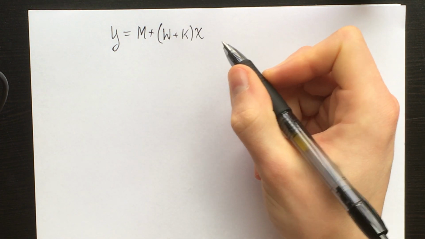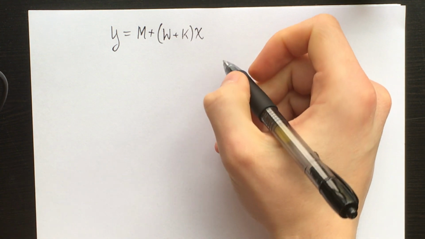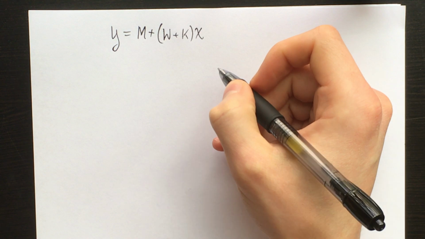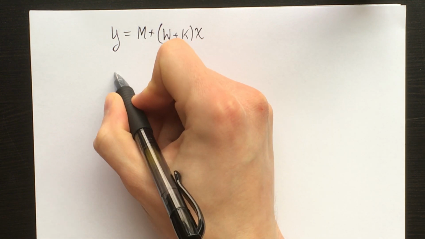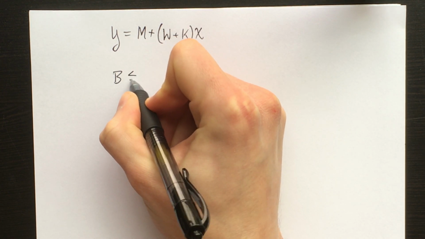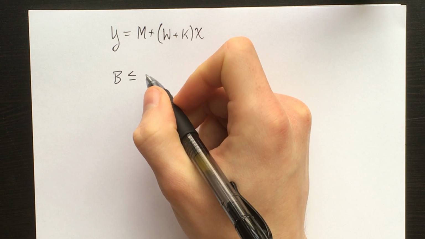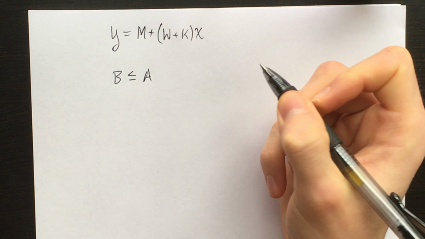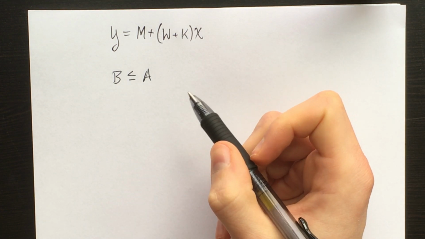Well, what are we being asked? The problem is, for what number of days X will the total cost of buying materials and renting tools from store B be less than or equal to the total cost of buying materials and renting tools from store A? Okay, so how can we figure this out?